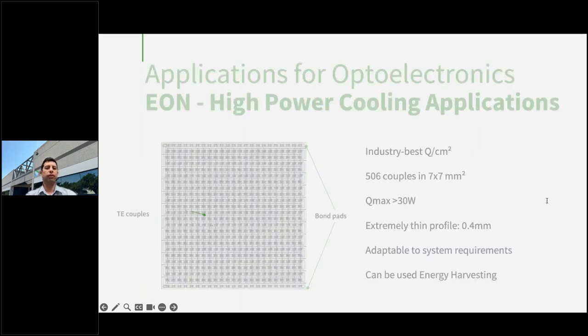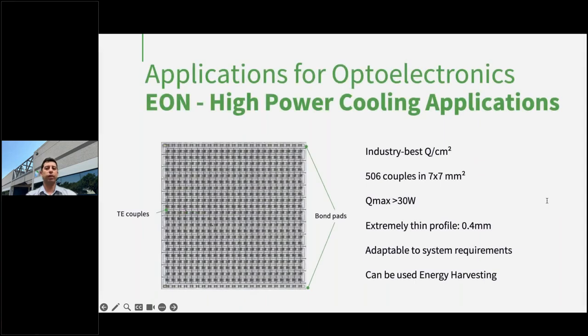For applications with very high cooling power needs, we've developed EON, a TEC module with the highest couple density in the industry. There is nothing to compare to that in the market right now. 506 couples in a 7 by 7 millimeter square with only 0.4 thickness. It achieved a Qmax of over 30 watts, comparable with a device 9 times its size. We are able to adapt this cooling density to the system requirements.